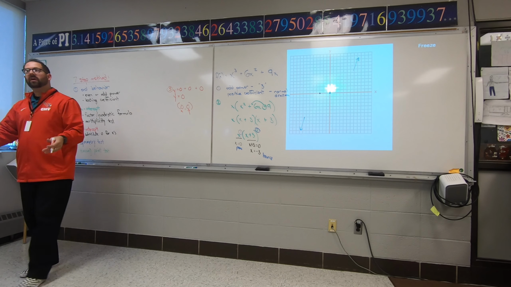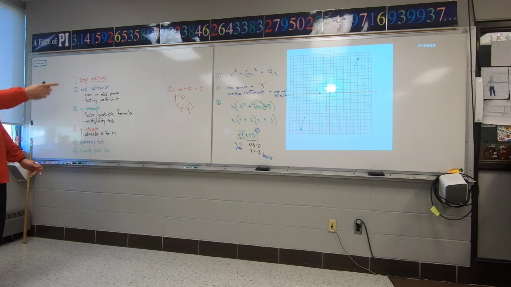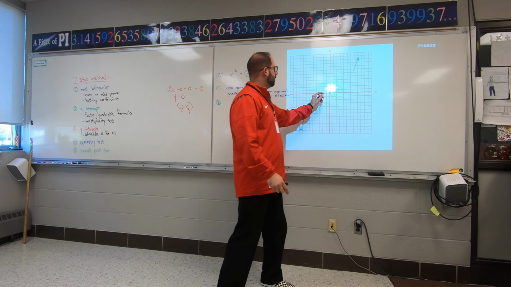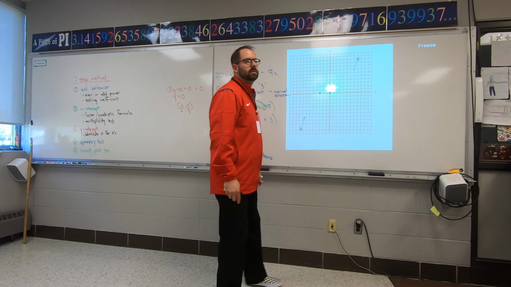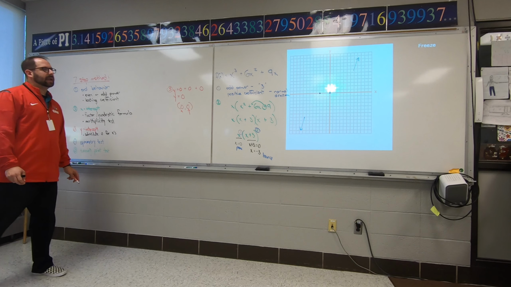If it ended up being a different number, fine. Go find that number on the y-axis and put a dot there. I already have a dot where the y-axis is. It's right here. I already had a dot there. So I don't need to go put a different dot.